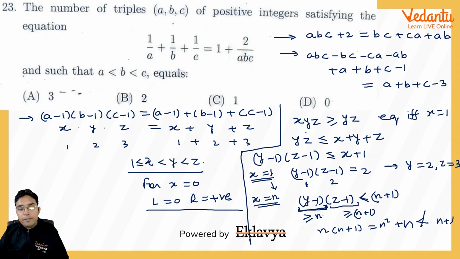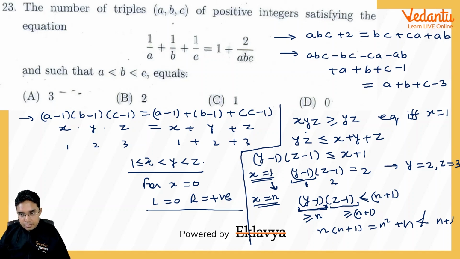Okay, I am repeating. I took x from 1 to n. Because y is greater than x, at least that much of change should be there in y also. That much of change should be in z also. So for this bracket y minus 1, if we compare with the case in which we got the solution, y minus 1 will become at least n, z minus 1 will become at least n plus 1.